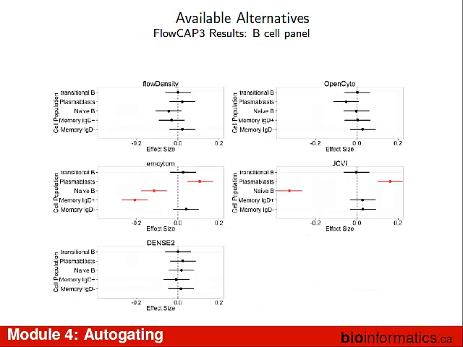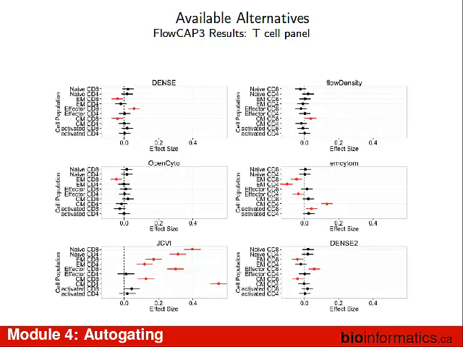The purpose of this figure is to show how different we are from the manual gating. Red means we're significantly different than what they've gotten by hand. There's some variation, shown here, based on how much the manual gating changes across different samples. And we're trying to see how much variation there is on top of that.